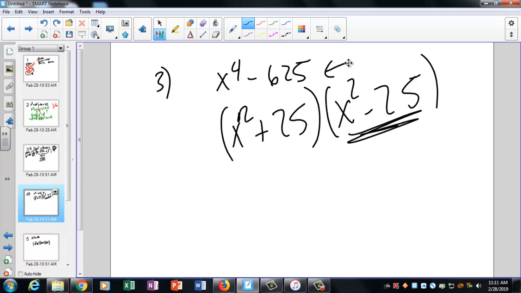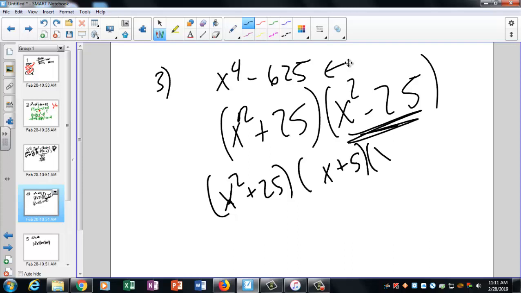This piece is going to continue. So you're going to get x squared plus 25 times x plus 5, x minus 5. All right. This piece will not factor.